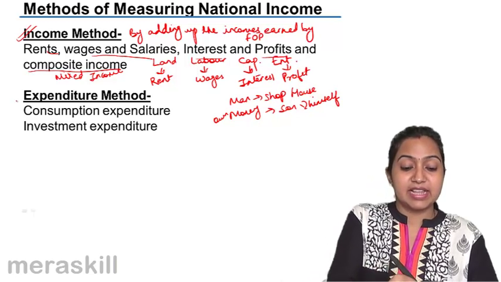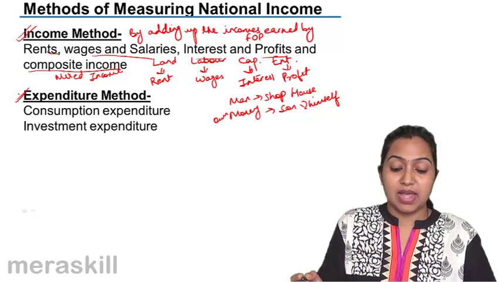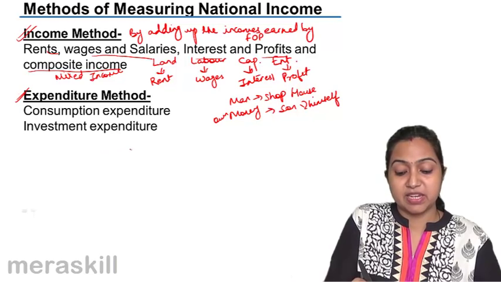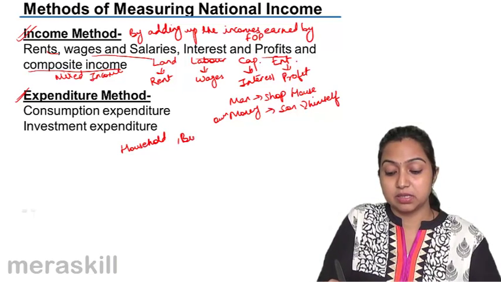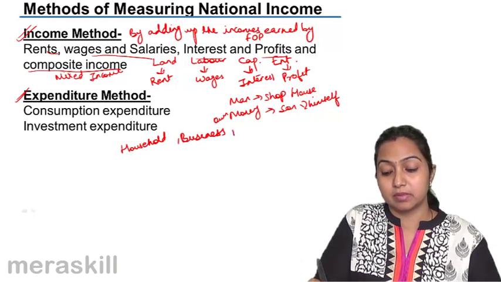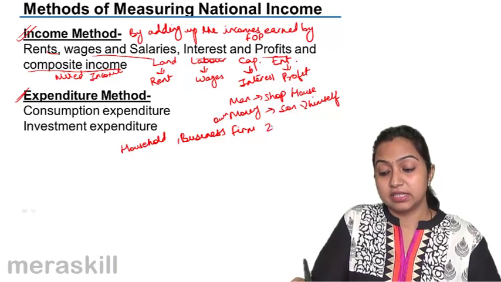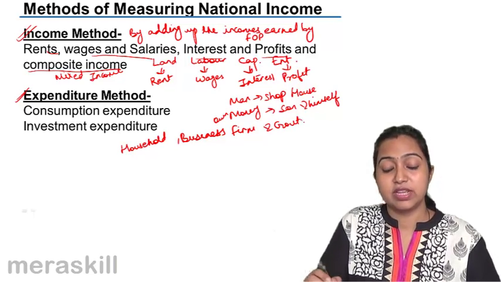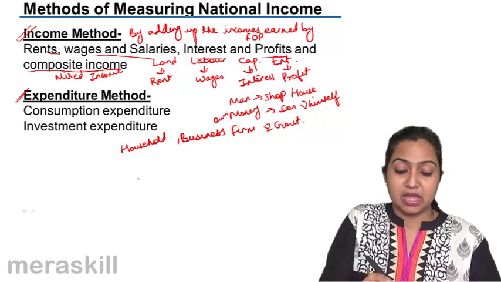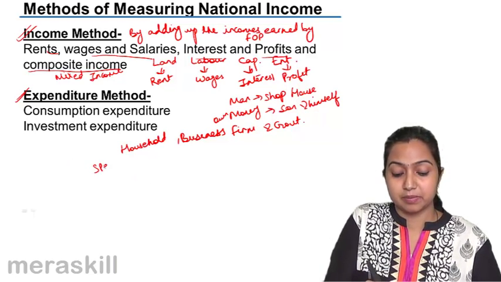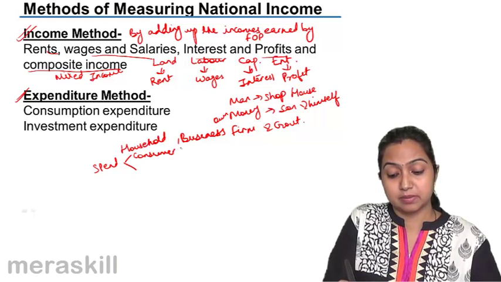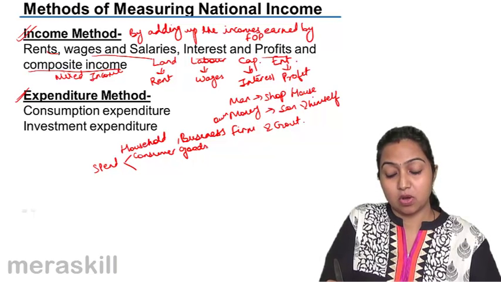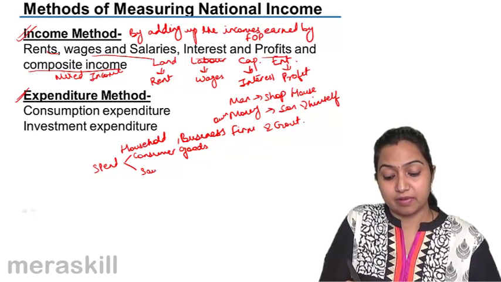The next is the expenditure method. As I told you, there are three spending units in an economy. One is the household. The other is the business firm which is producing. And the third is the government sector. These are three spending units. How do they spend their money? They spend their money either on consumer goods, they spend on goods and services, or they save.